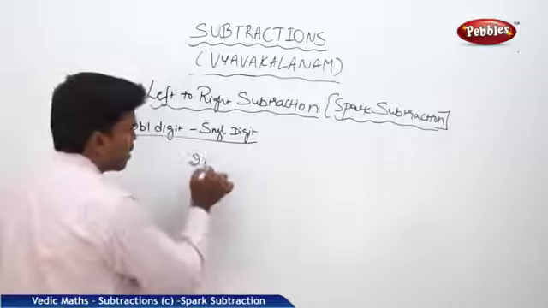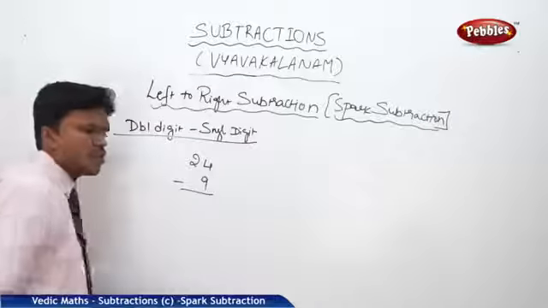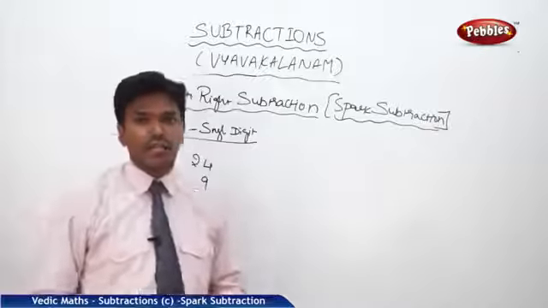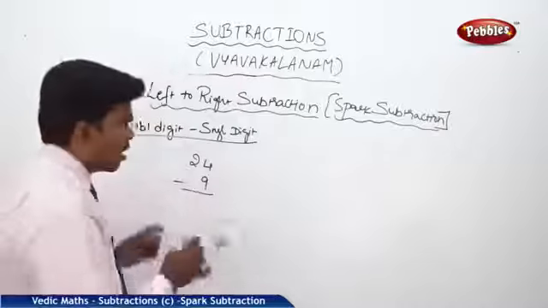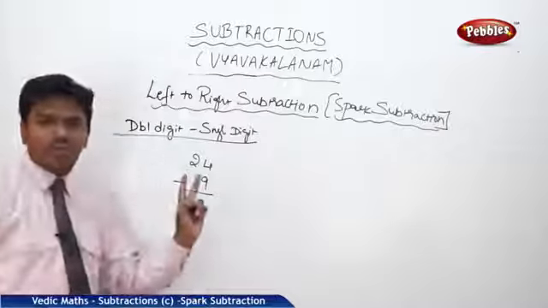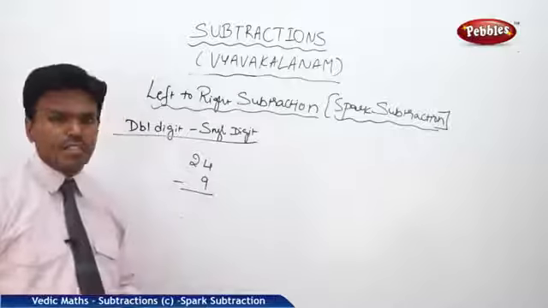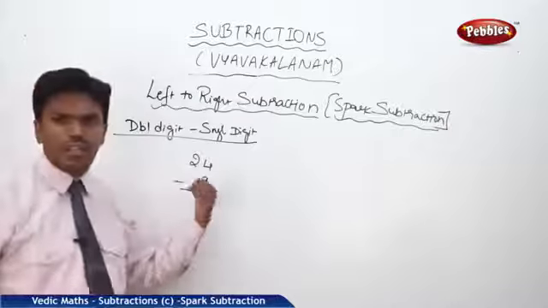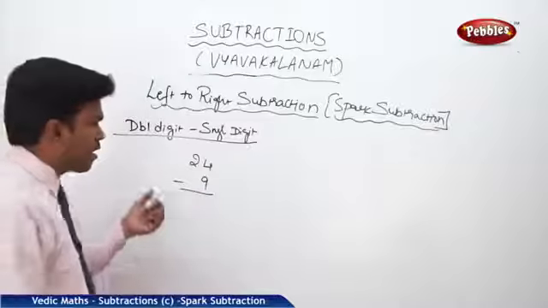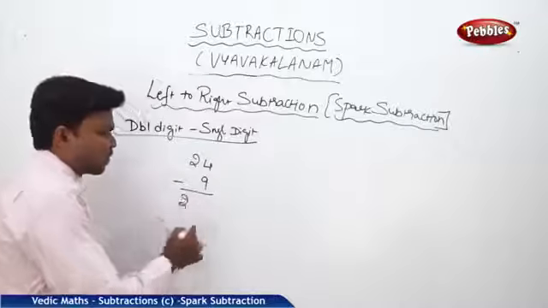Suppose I want to subtract 24 minus 9, which is double digit minus single digit. In the same way, we are going to start left to right, just like the Vyavakalanam method. So 2, drop it as it is. Is there any number below 2? Is there any digit? No, there is nothing. So just drop it as it is, 2.